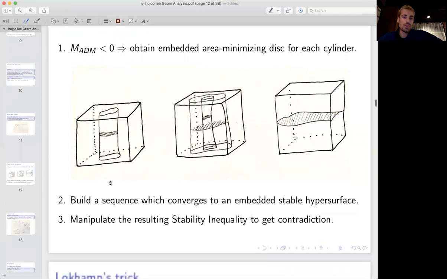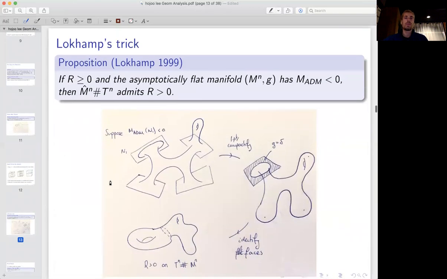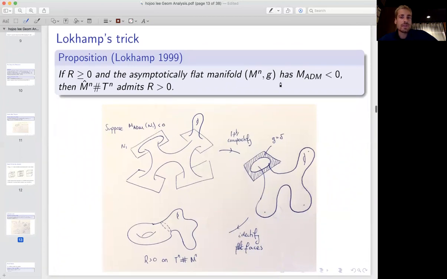And what's kind of remarkable is that in a paper in '99, Lohkamp showed that, suppose you had an asymptotically flat manifold and the mass was negative, and the scalar curvature was non-negative, then in fact you could produce a manifold which compactifies the other ends, and that is actually a compact manifold now, and the connected sum with a torus, an n-dimensional torus, and you could produce a PSC metric on this manifold. Well, I mean, this should be non-negative, and strictly positive somewhere, which then you can deform to strictly positive.